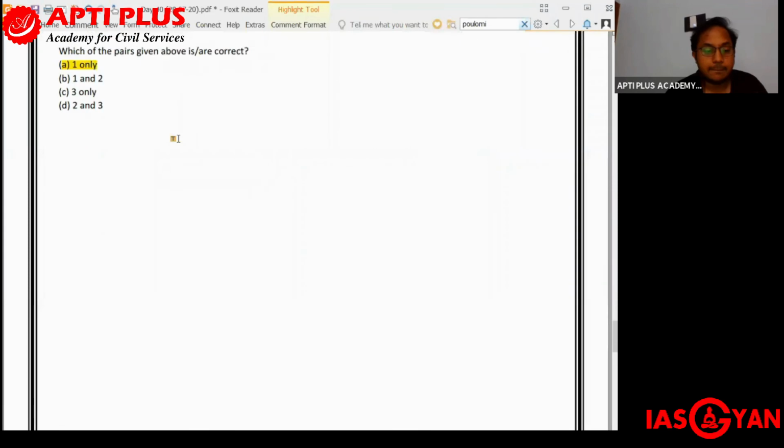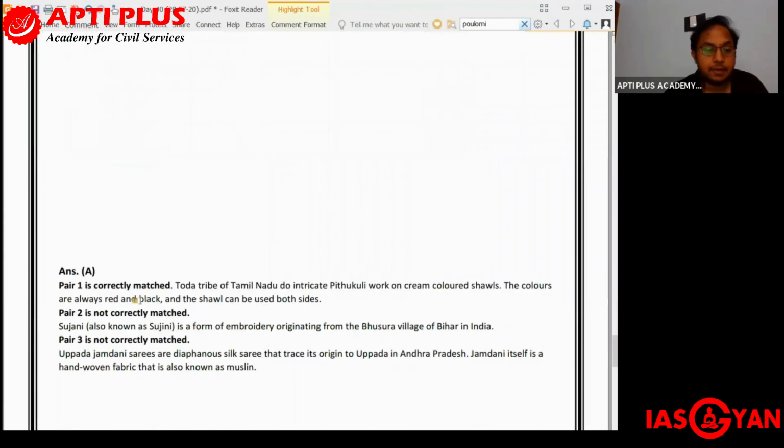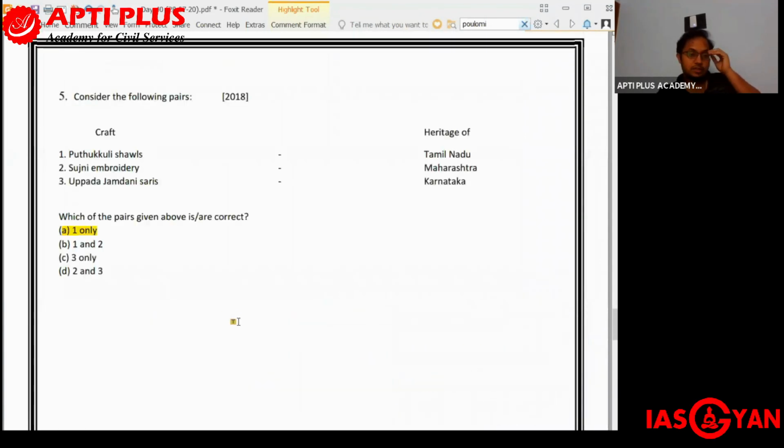But why? Let us have a look. Pair 1 is correctly matched. The Toda tribe of Tamil Nadu do intricate Puthukuli work on cream colored shawls. The colors are always red and black, and the shawl can be worn on both sides. So this is so far as the Puthukuli shawls are concerned, and it is a heritage of Tamil Nadu.